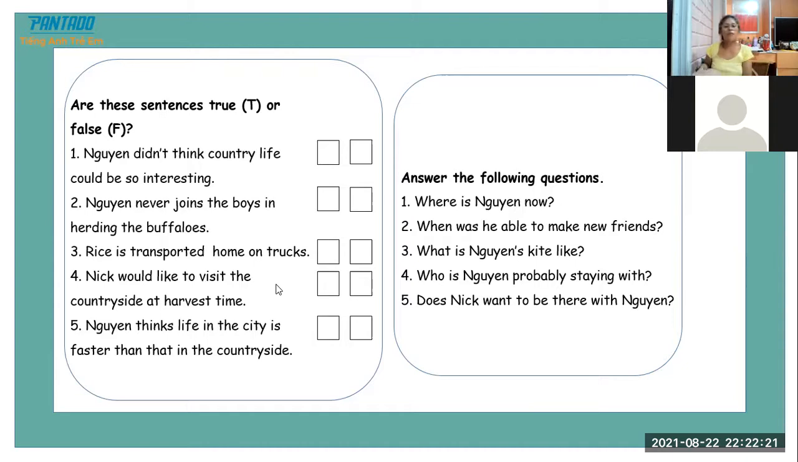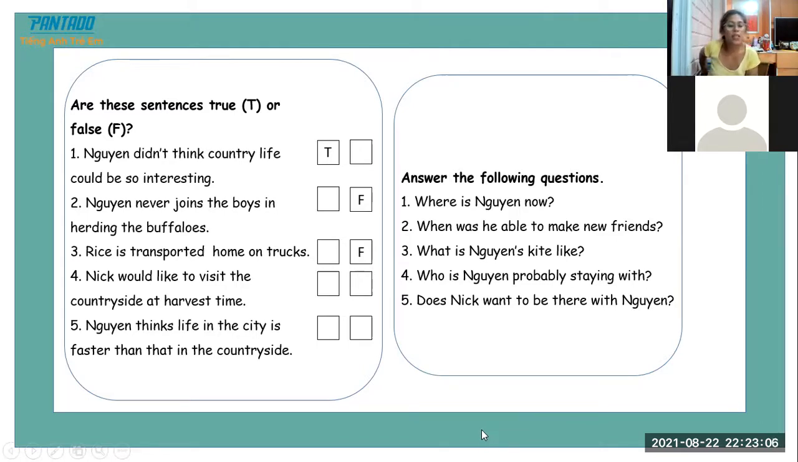Okay. So are these sentences true or false? You have to tell me. Nguyen didn't think country life could be so interesting. True or false? True. Very good, Min. Nguyen never joins the boys in herding the buffaloes. False. Okay, very good. Rice is transported home on trucks. False.